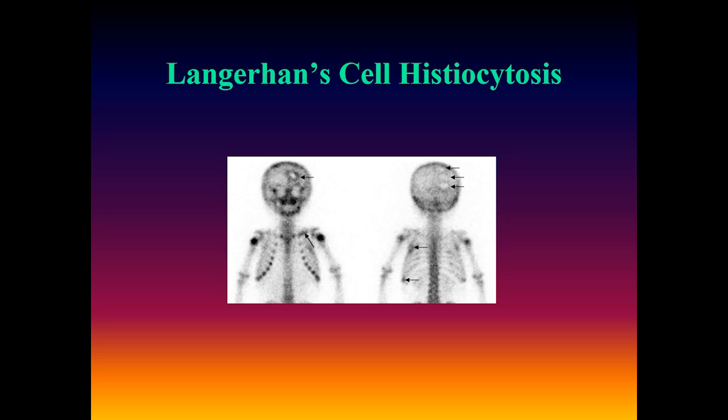And remember also that LCH has a rather broad spectrum of presentations on bone scintigraphy. These lesions can present as areas of decreased uptake, as we see in the skull, as well as areas of increased uptake, as we see in the clavicle and ribs, but they can also be isointense, i.e. indistinguishable from adjacent bone.